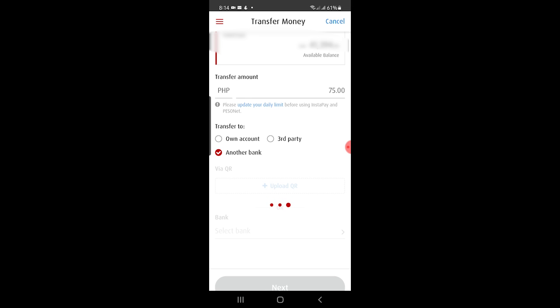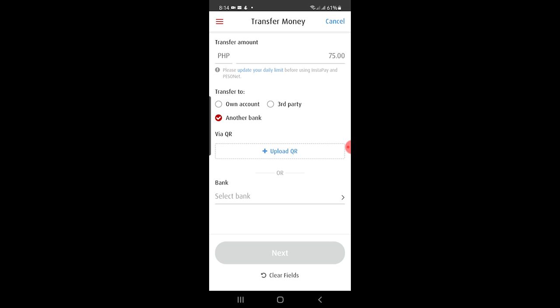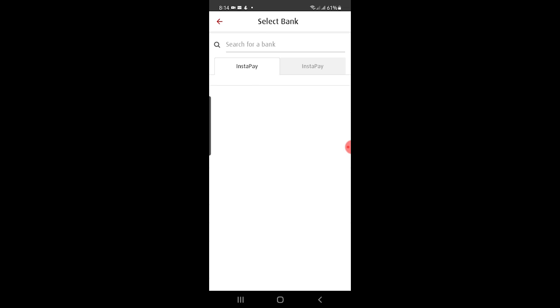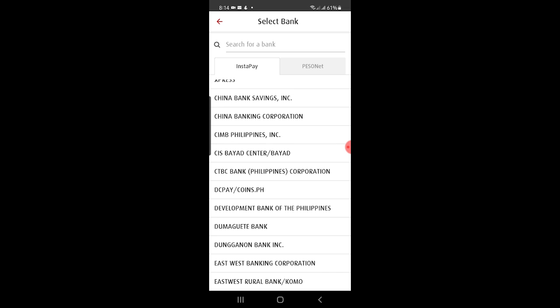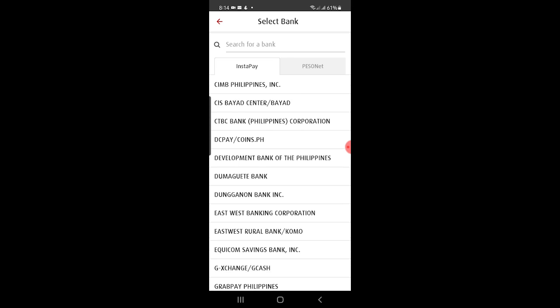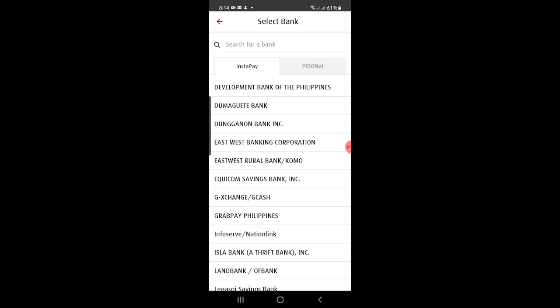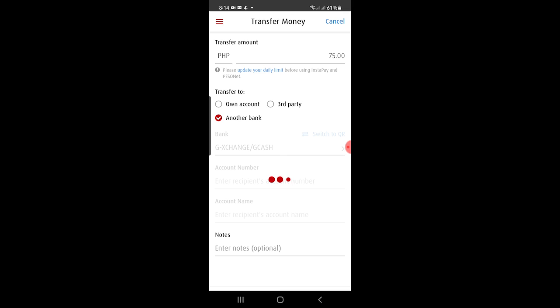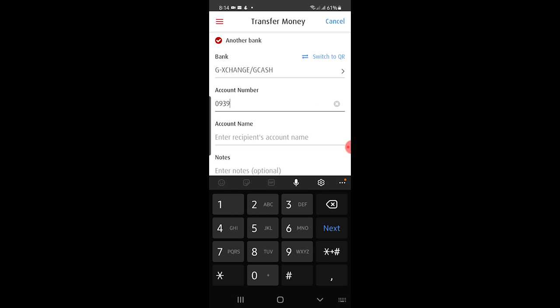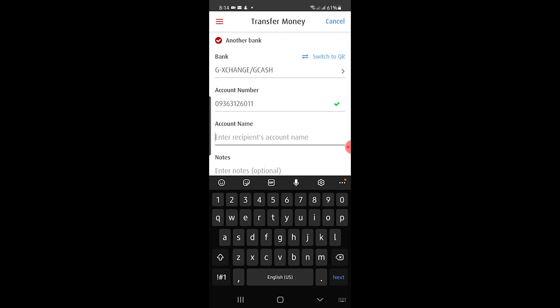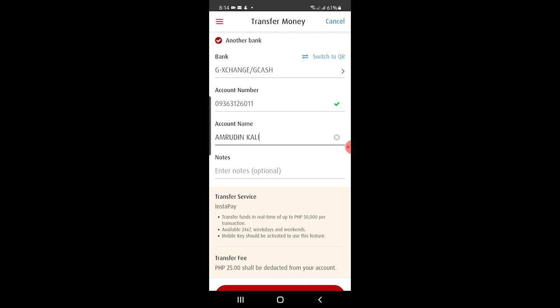So another bank tayo guys. Select bank. So hanapin natin yung Gcash ito. G-Exchange or Gcash. Ayan. So yung number natin. So be sure tama yung number na na-input natin. And then yung account name.